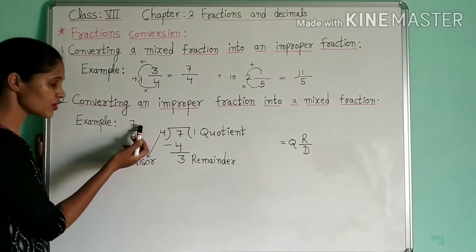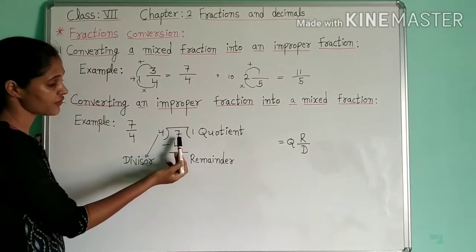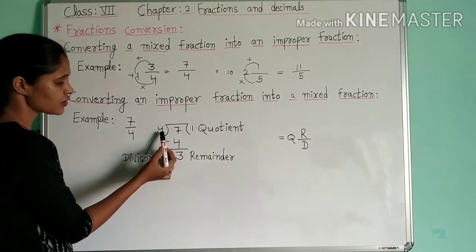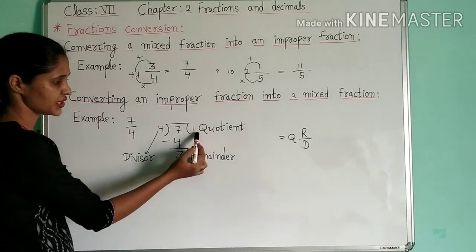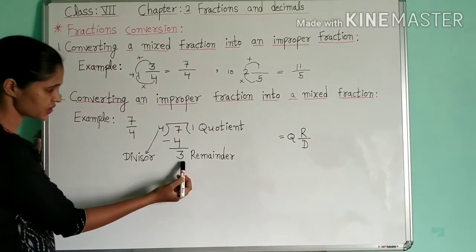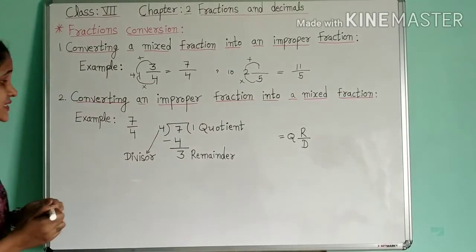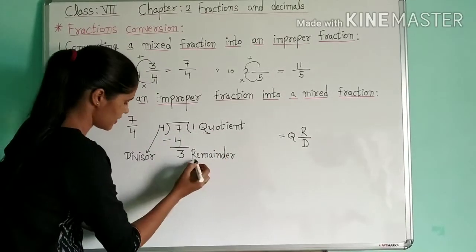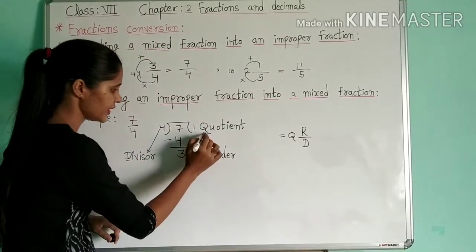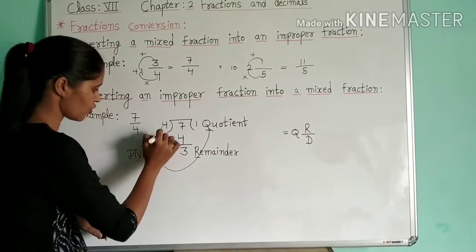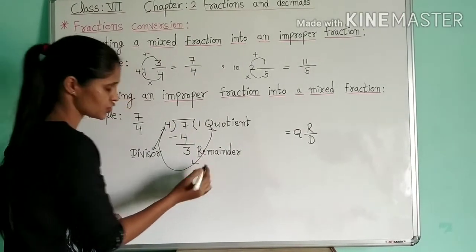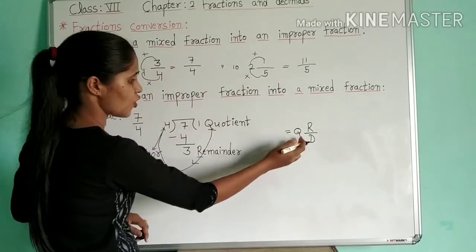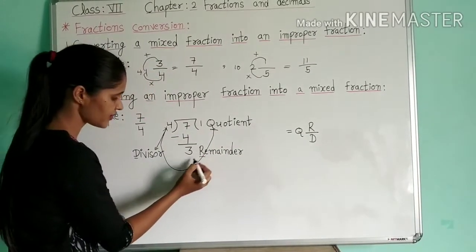See, we have to divide. So here we divide 7 divided by 4. We got 4 ones are 4, quotient 1 and remainder 3. Now how do we write this? We write C here, Q, R and D. So we have to move in this way, in this direction. Which letter comes first? Q. So we write Q. Q means quotient.